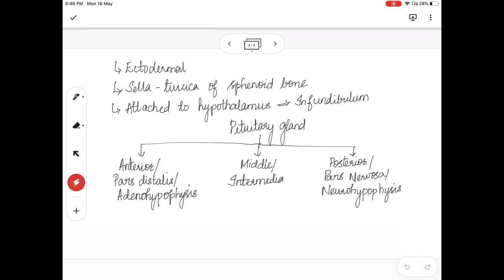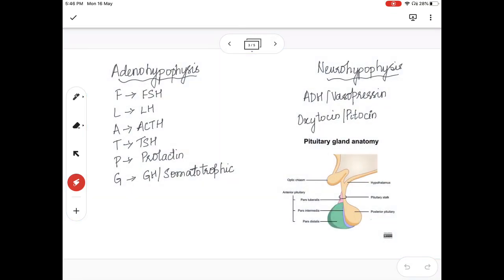Then what are the hormones secreted by these respective categories of the pituitary gland? Starting from the anterior lobe, that is our adenohypophysis, also known as pars distalis, we have different categories of hormones. I've made a short form so that you can remember very well. That is FLAT PG. You can remember it in a very simple way: FSH, LH, ACTH, TSH, prolactin, growth hormone or somatotrophic hormone. If you remember FLAT PG, you'll remember these are the hormones that come under our anterior lobe.